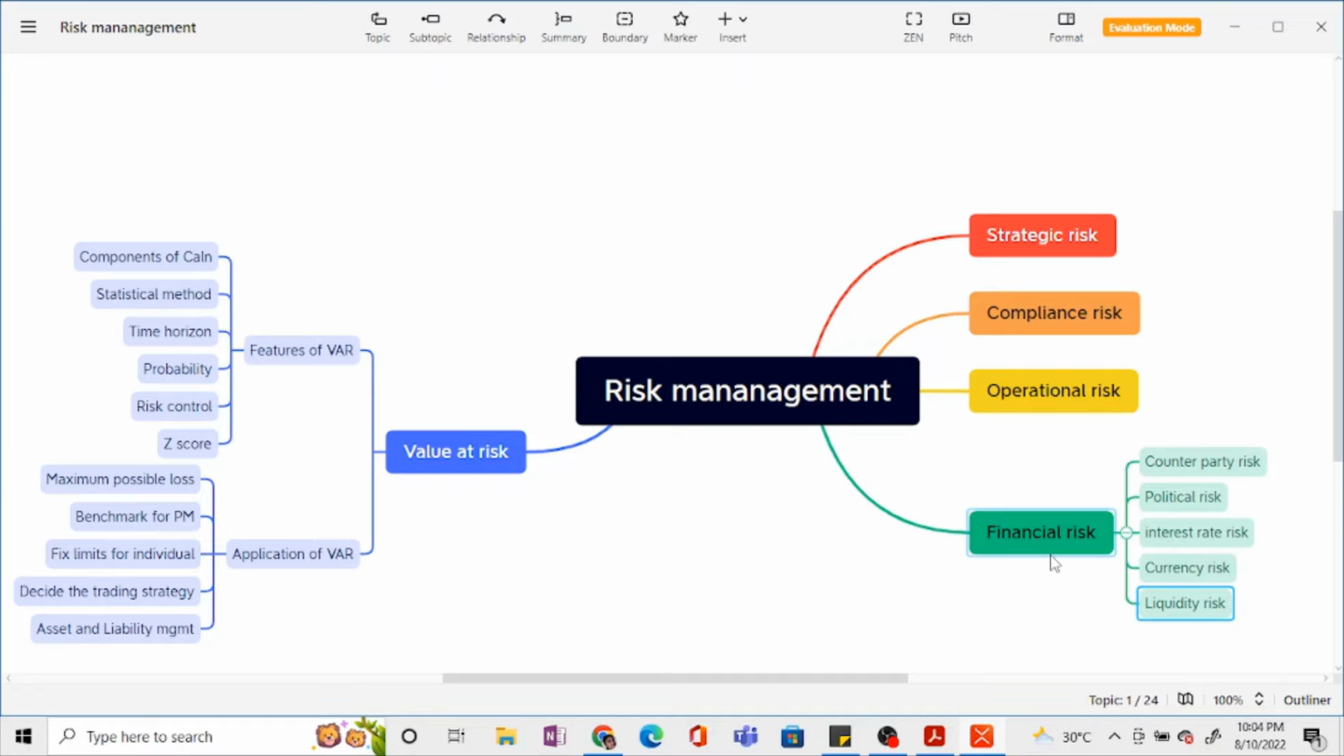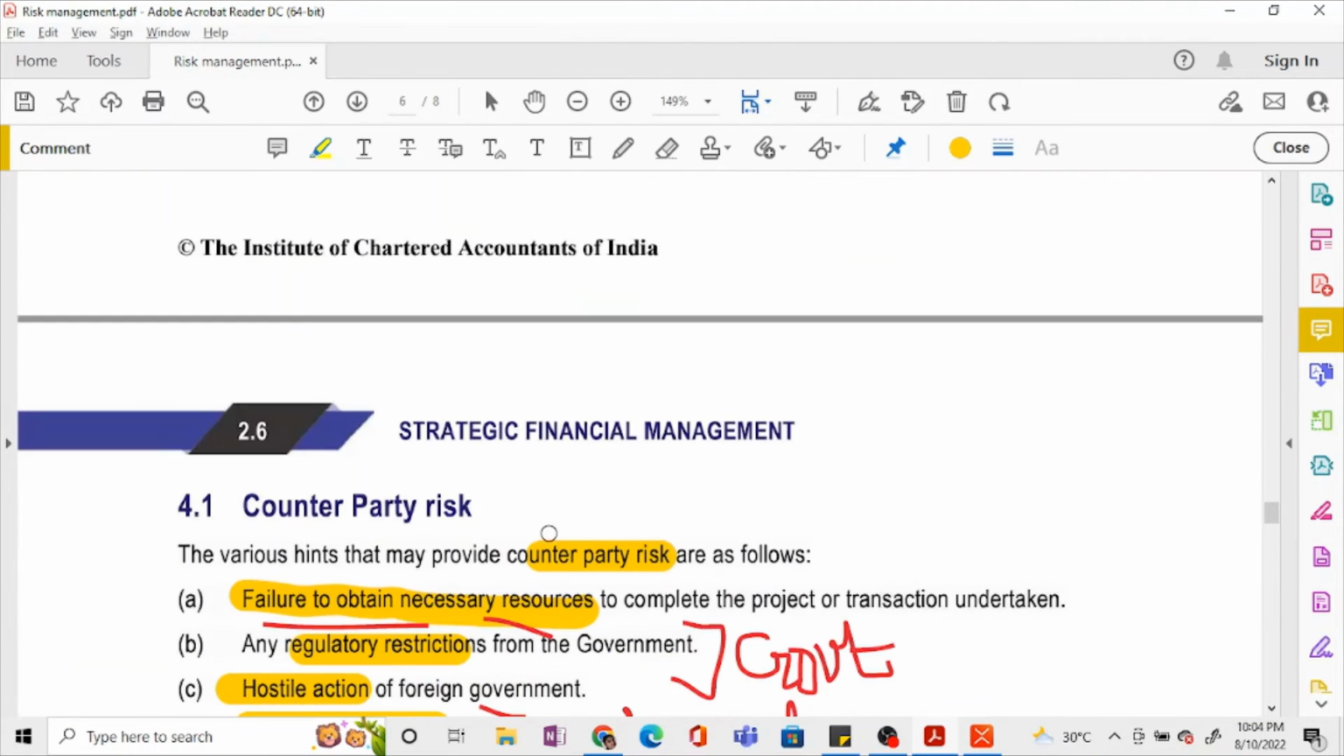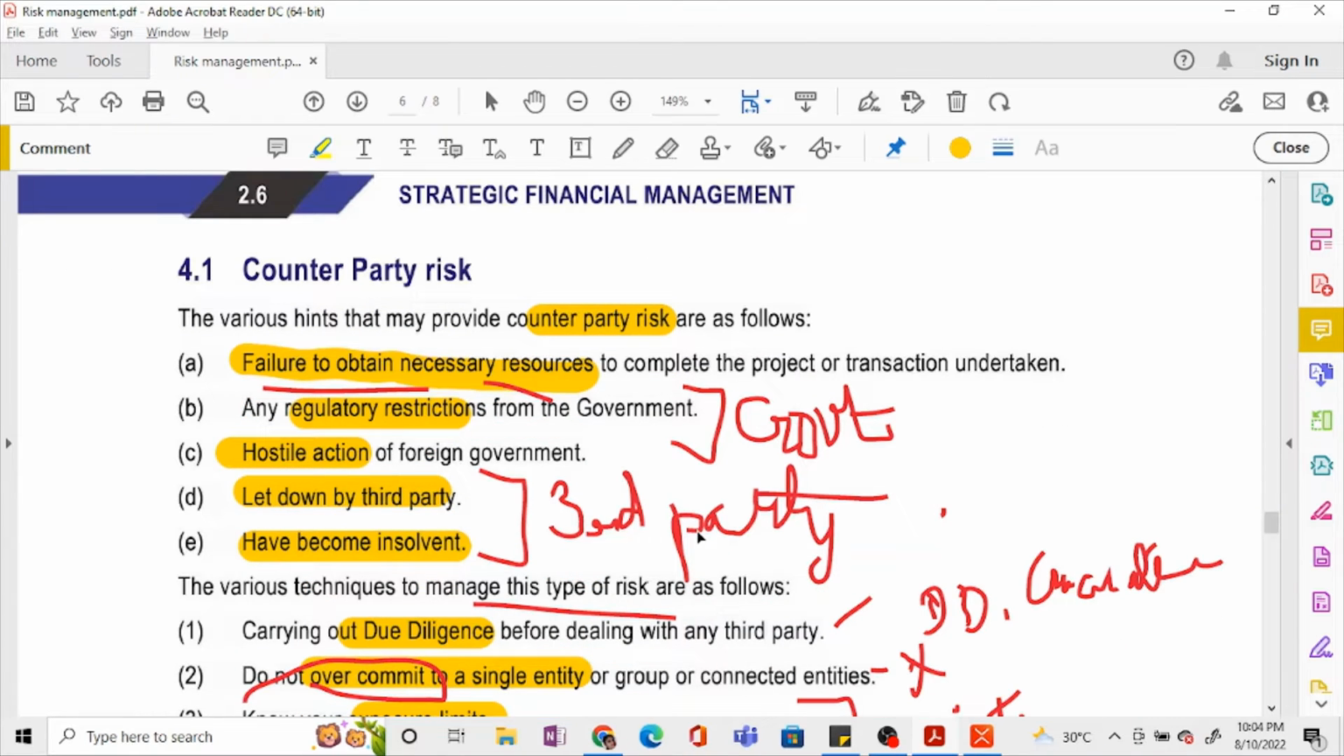Okay, so in that risk, we have to identify the risk and how we are going to manage it. That is the next part of the discussion in financial risk. Okay, so first, counterparty risk. Counterparty risk: what are the areas that, if these things are not happening, are called counterparty risk?